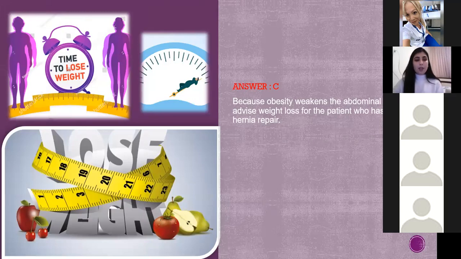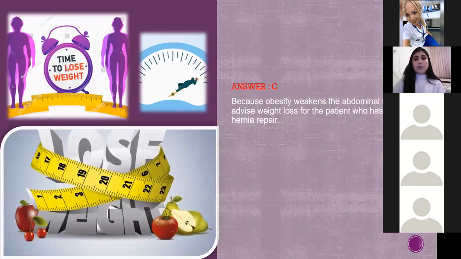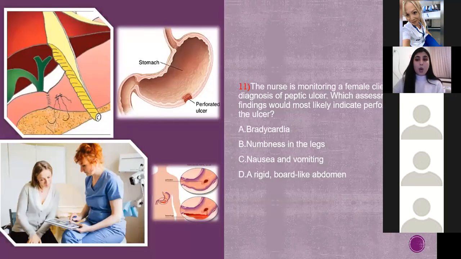The eleventh question. The nurse is monitoring a female client with a diagnosis of peptic ulcer. Which assessment findings will most likely indicate perforation of the ulcer? A. Bradycardia. B. Numbness in the flanks. C. Nausea and vomiting. D. A rigid, board-like abdomen.